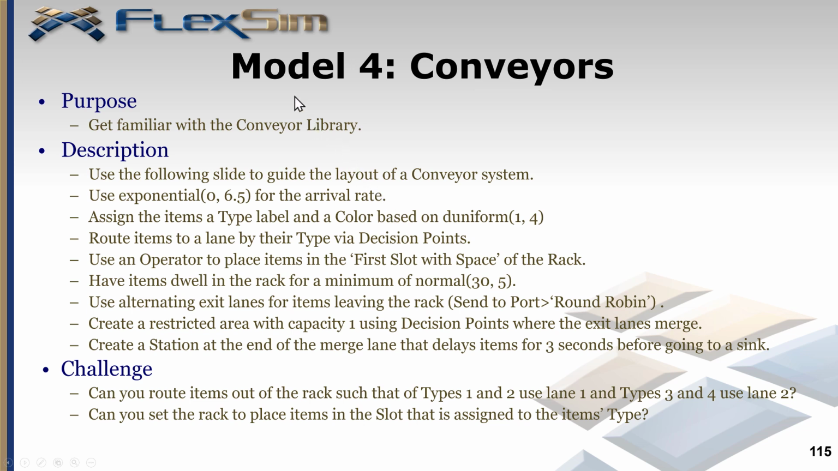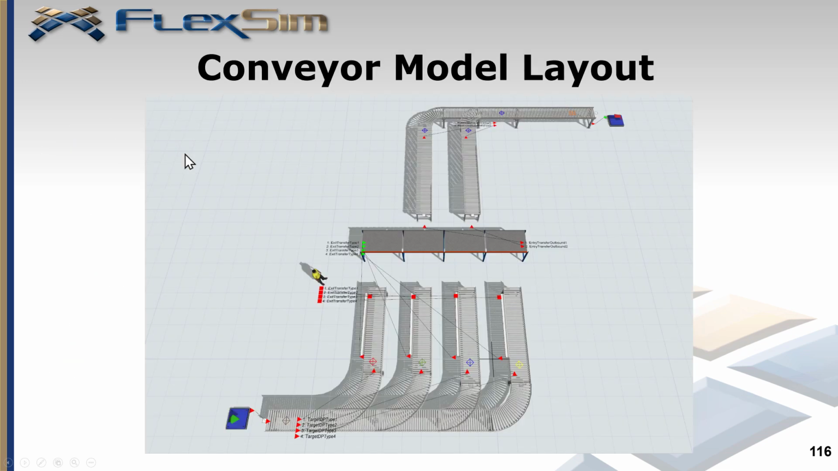Okay, Model 4, Conveyors. The purpose is to get familiar with the Conveyor library. As far as the description goes, we're going to use the layout on the following slide for the conveyor system, so let me go over to that. It starts down at the bottom here with the source generating boxes for the conveyor, and then they are diverted onto one of 4 lanes, and then this operator takes the box and puts it in this one level rack here. After a minimum dwell time, the flow item leaves and goes to one of these 2 conveyors.